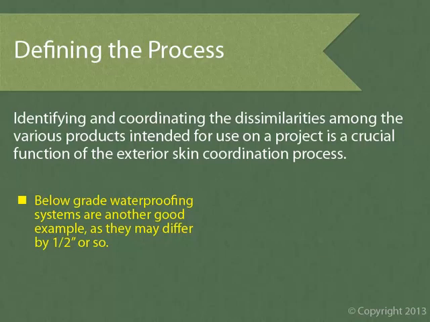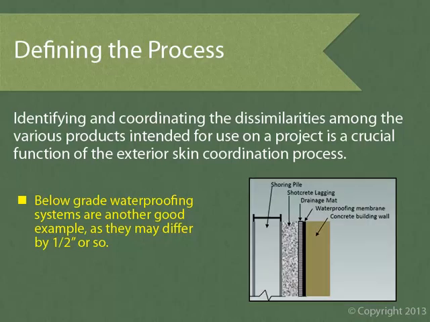As another example, the thickness of a below-grade waterproofing system might vary by 1/2 inch or so. A below-grade waterproofing system generally consists of a membrane material and a drainage mat, which are what you see sandwiched between the building wall and shotcrete shoring in this example. The outside face of building wall is fixed. The design team will have specified exactly where that edge of foundation wall needs to be.